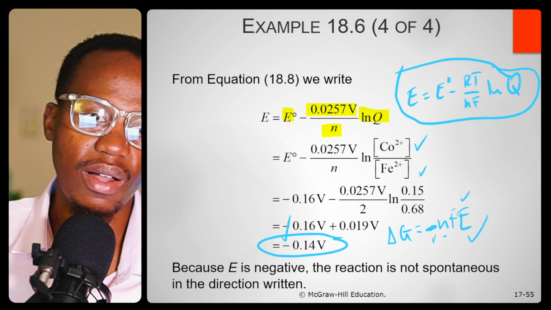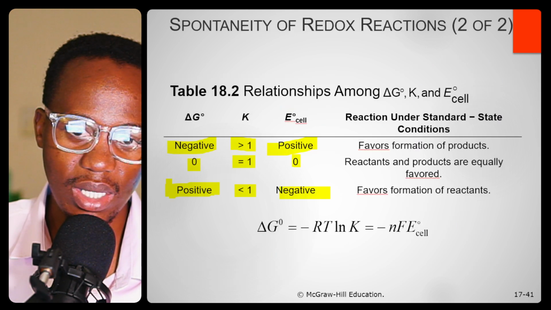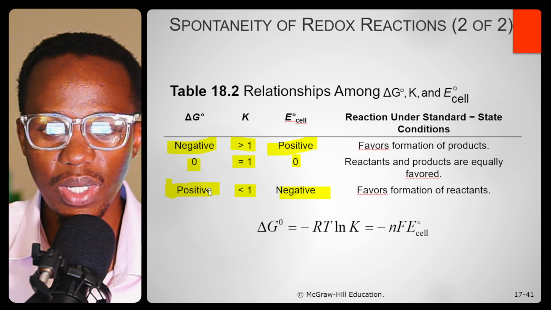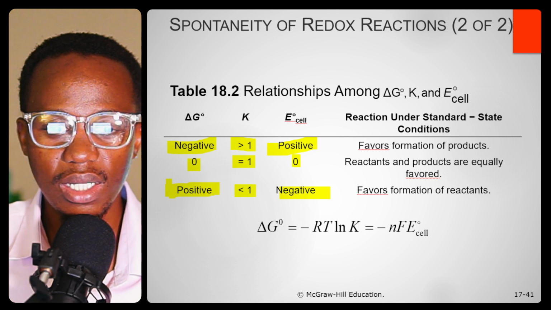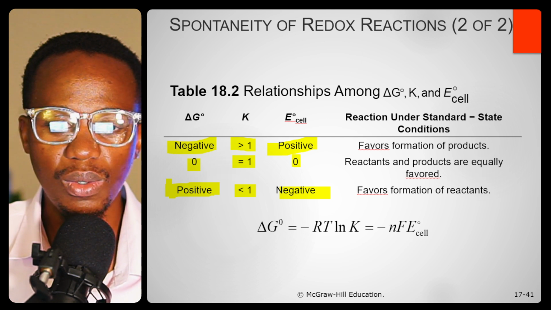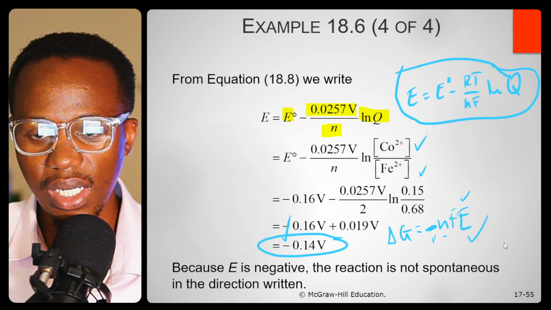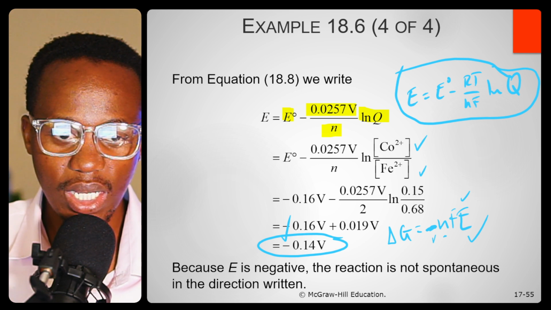The sign itself will reveal how spontaneous it is. So remember this table right here. If E is negative, delta G is positive, and we are non-spontaneous. If E is positive, delta G is negative, we are spontaneous. So the sign alone can help you, and if not, you can set it up, look at the formula, or calculate delta G and see if it's spontaneous or not.